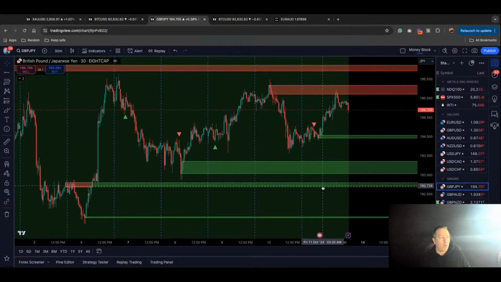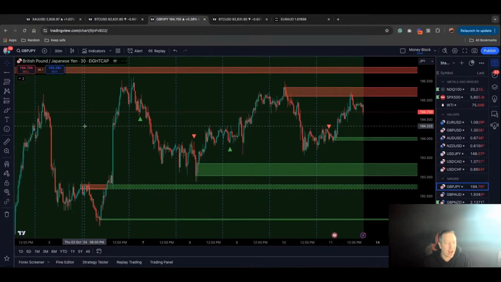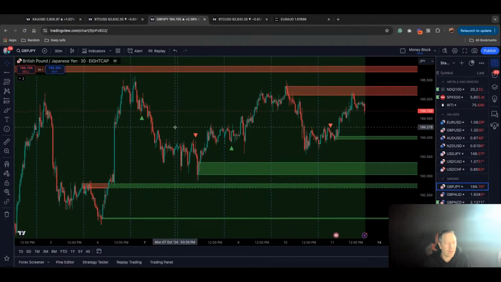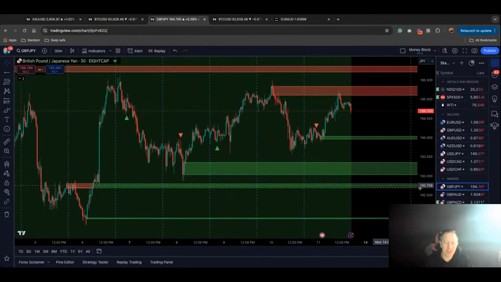GBP JPY. So as you get in these pairs, you're going to notice you're going to have a little bit of conflicting information. These are some very large cycles that it's going through. So anytime you take a position here, you want to be cautious. You want to make sure you're trailing your positions.